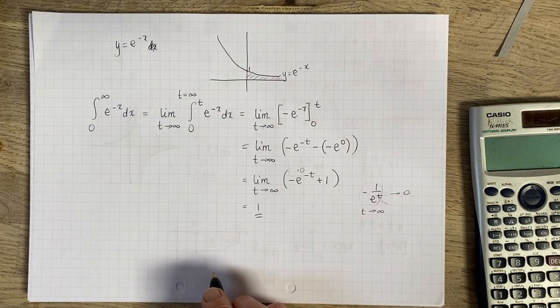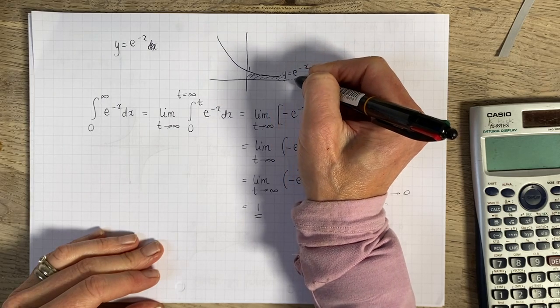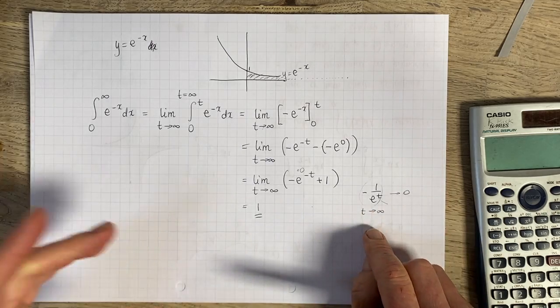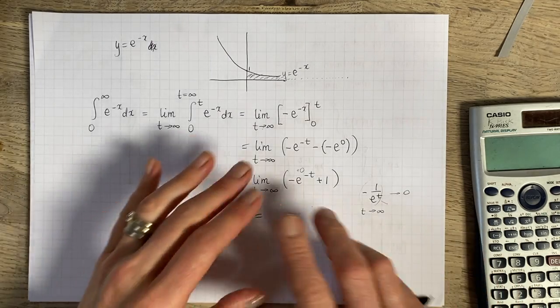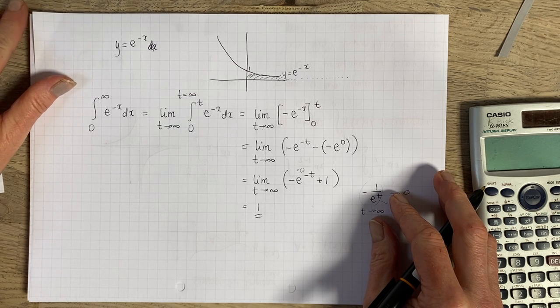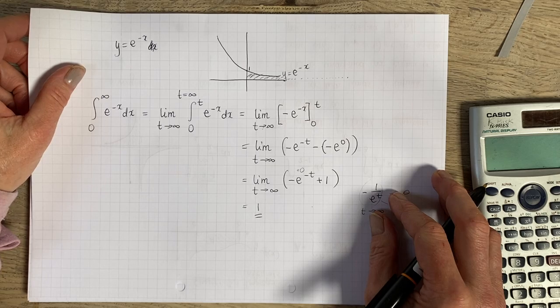There you go. So this is an area that would take you infinite time to reach the end. You'll never reach there, but it has a limiting value of 1, which means it gets closer and closer to 1. It will never get bigger than that.